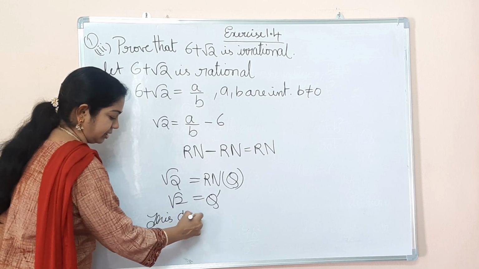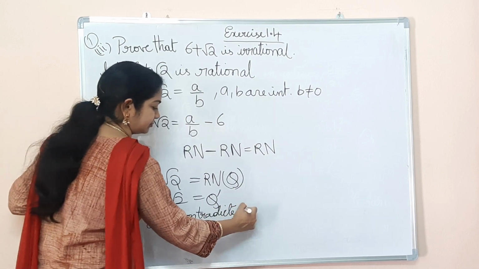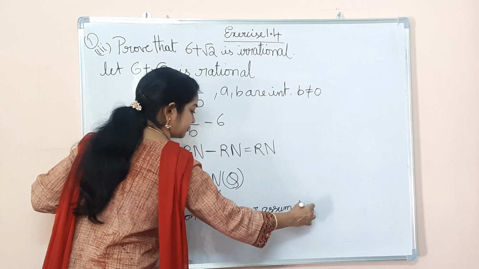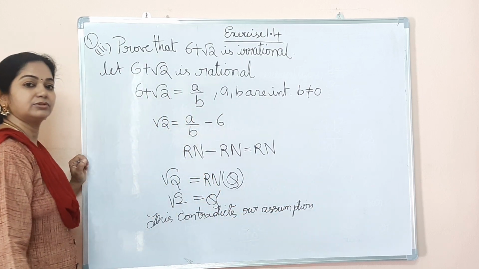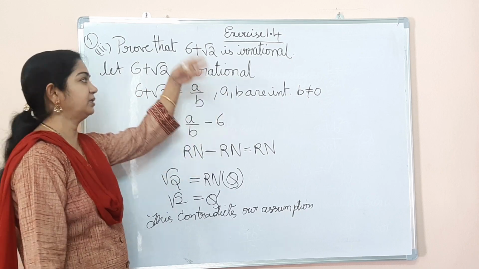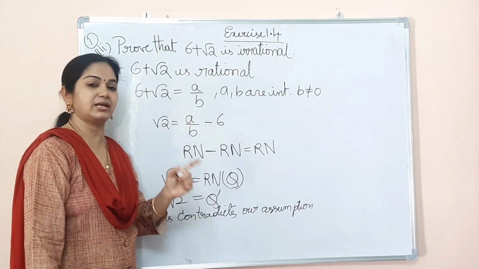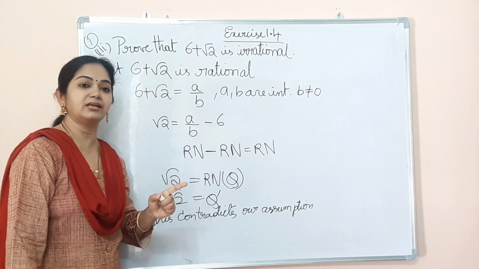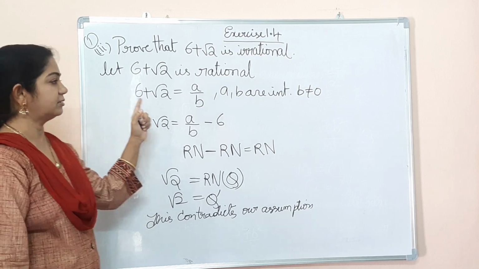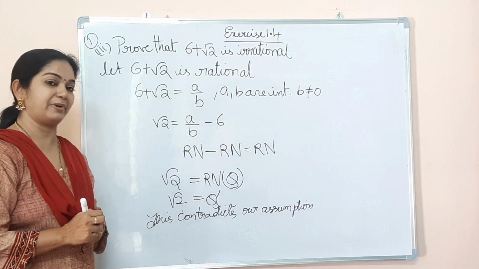The same thing you can write: this contradicts our assumption. So our supposition that 6 plus root 2 is rational is false. So you can conclude that 6 plus root 2 is irrational. So understanding the example problems itself, you can easily solve. There is only one bit in your exercise, having 4 to 5 problems. So solve the problems, understand the concept, practice the sums.